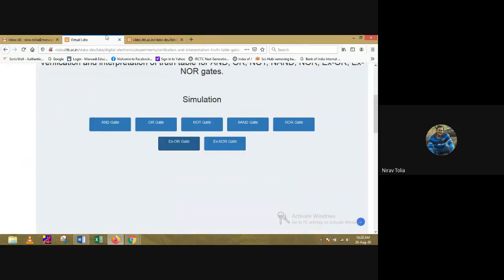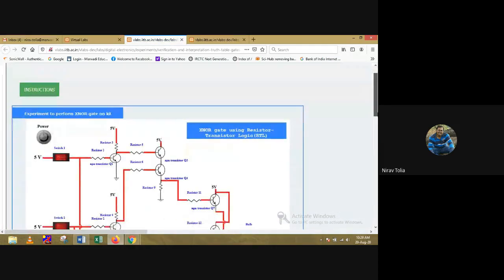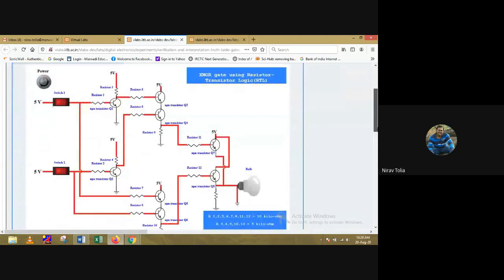The last one is the exclusive NOR gate. So again, this is the circuit of the exclusive NOR gate. It gives you the values of all the resistors: R1, 2, 5, 6, 7, 8, 11, 12, for which we have to use the 10 kilo ohm resistor, and R3, R4, R9, R10 and R13, we have to use the 5 kilo ohm resistor. So we have to use accurate resistors, then it will give you the correct answer.